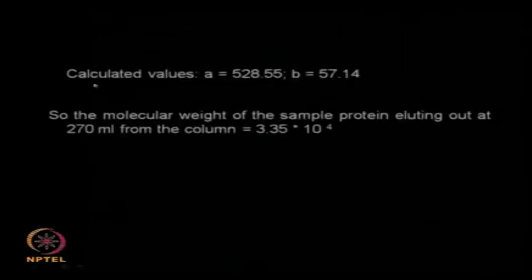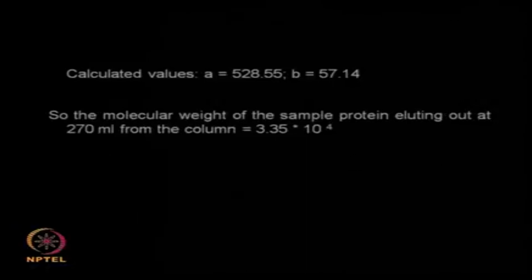So the values for A and B are given. The molecular weight of the sample protein which is eluting out at 270 ml is 3.35 into 10 power 4. So quite a simple problem.